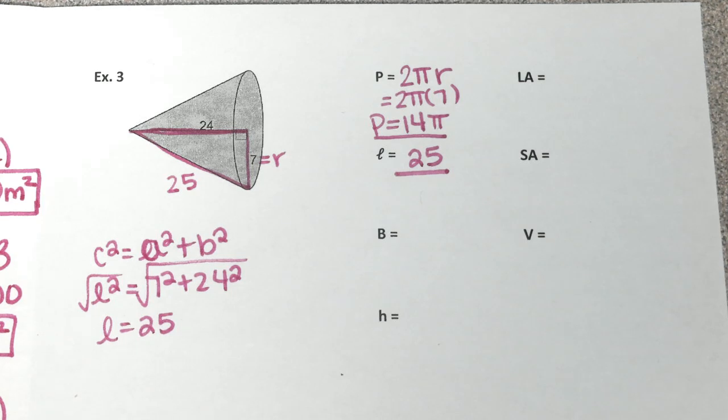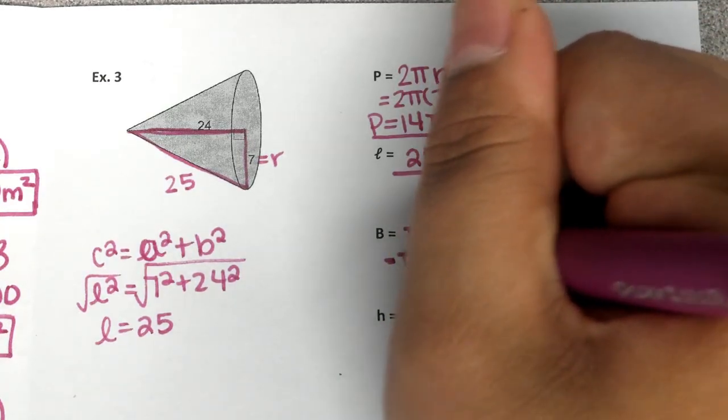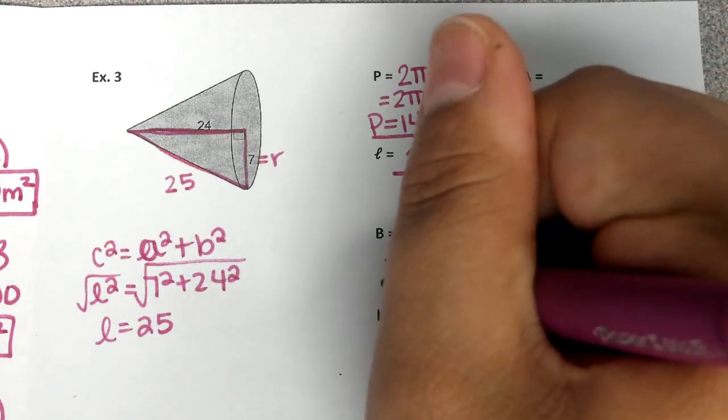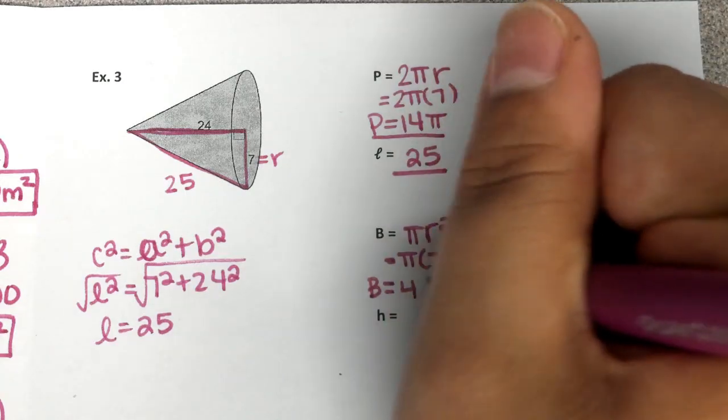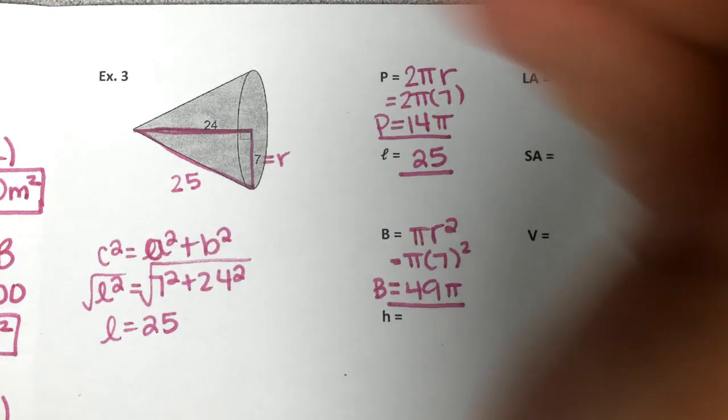How do we find big B of a cone? Pi r squared. What is 7 squared? 49 pi. Write this down with me, please. And last but not least, what is the height here? 24.